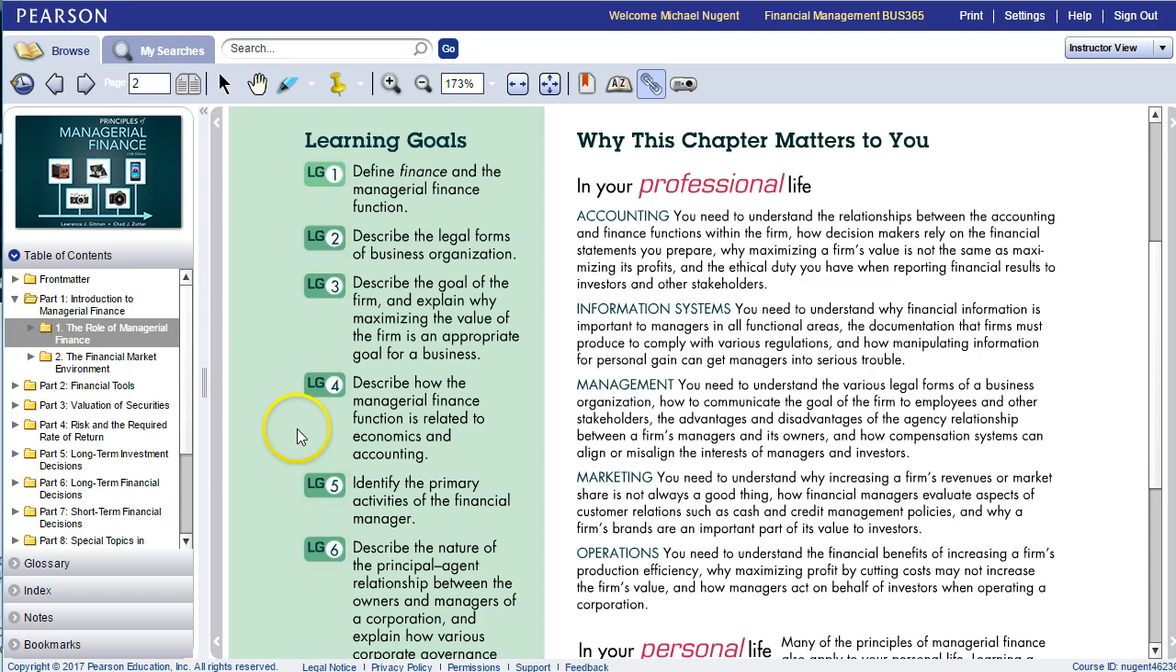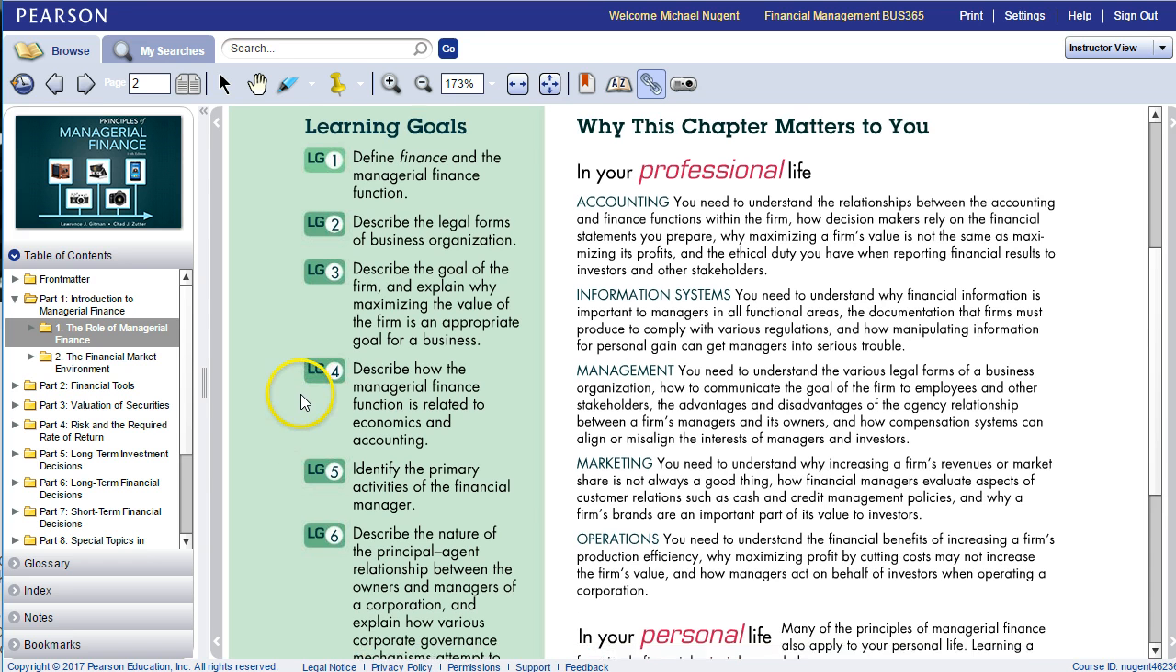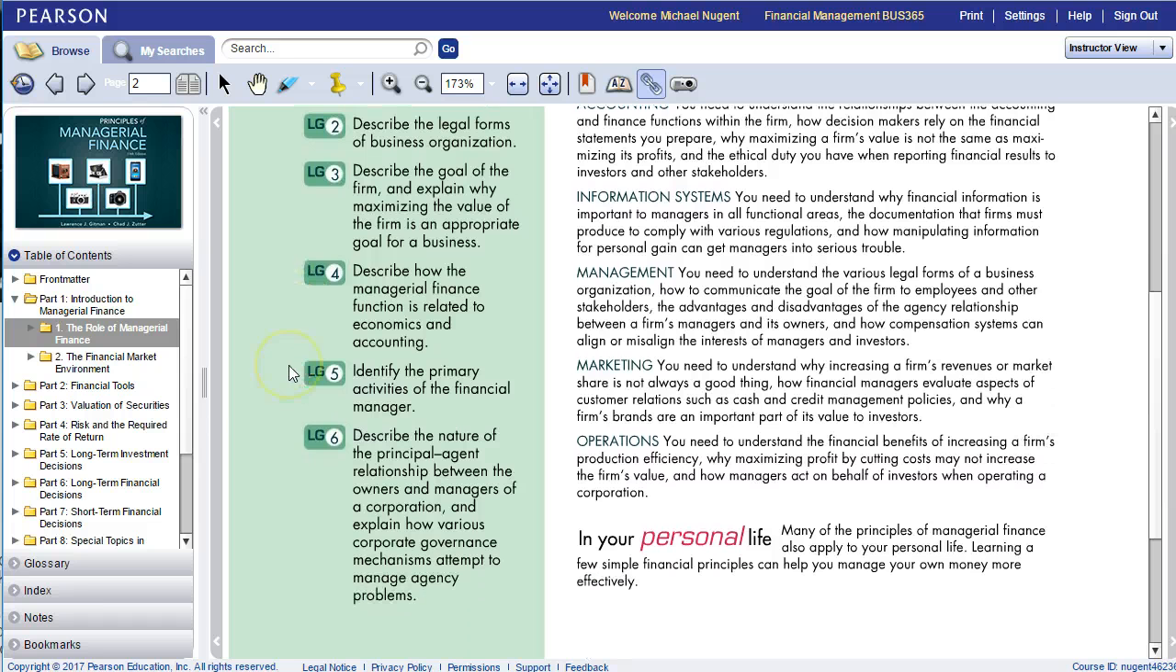Learning goal 4, describe how the managerial finance function is related to economics and accounting. So in this area of the first chapter, it starts making connections between finance and economics and finance and accounting. So finance is often an expression of economic situations and economic realities, and accounting is the language of finance. So accounting is the record keeping and the organization of the data the financial managers utilize to make decisions.